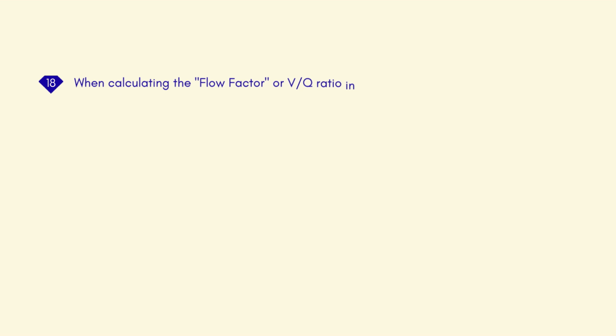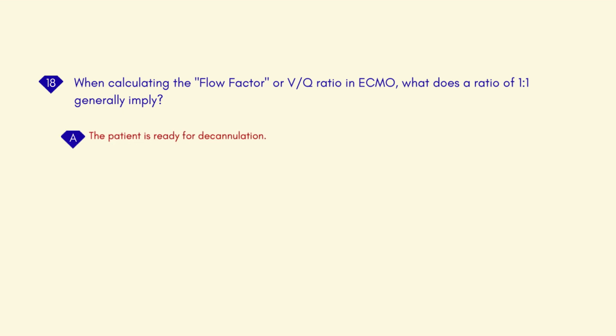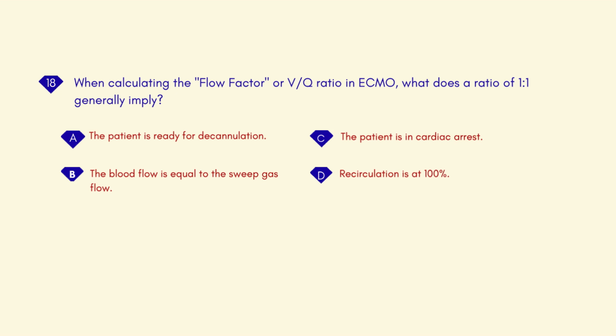When calculating the flow factor or V/Q ratio in ECMO, what does a ratio of 1:1 generally imply? A. The patient is ready for decannulation. B. The blood flow is equal to the sweep gas flow. C. The patient is in cardiac arrest. D. Recirculation is at 100%. Answer: B. The blood flow is equal to the sweep gas flow.